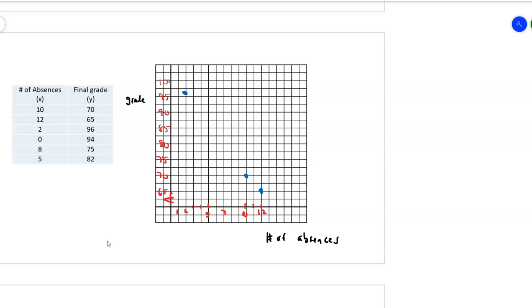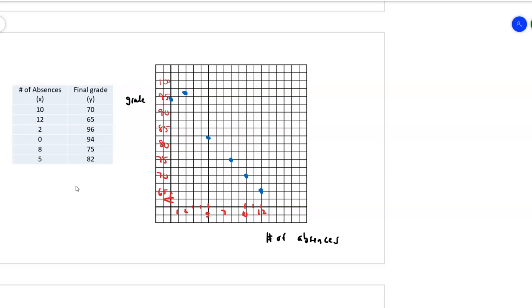The person who had no absences got a 94. The person who got 8 absences got a 75. And 5 absences, 82. All right, so except for that little blip up at the top, it looks like as the number of absences increase, the grade decreases. Let's pick 2 points and make an equation for the line.